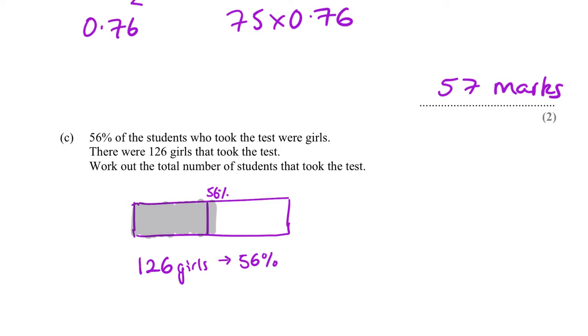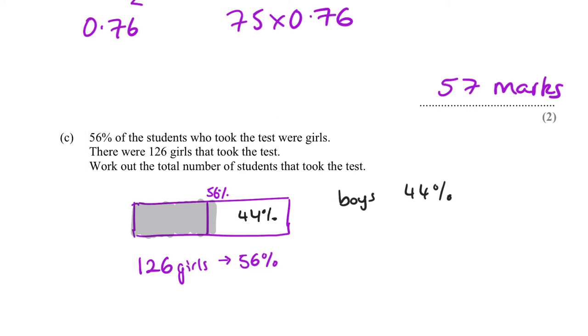How am I going to find out how many boys we have? Yeah, so we know what's left over. 100 minus 56 is 44%. So we know that boys is equivalent to 44%. That's a perfect first step. However, if we know 126 is 56%, how are we going to work out? So first of all, we need to find 1%, don't we? Yeah? Okay.